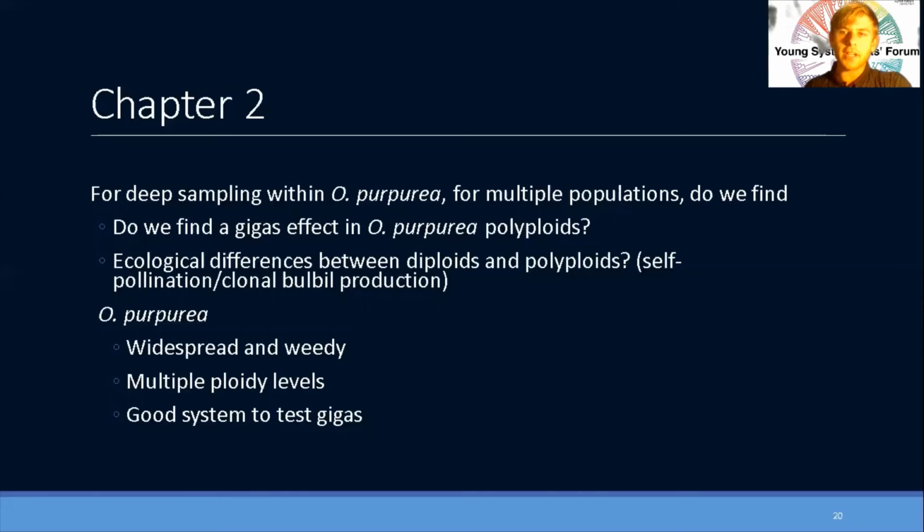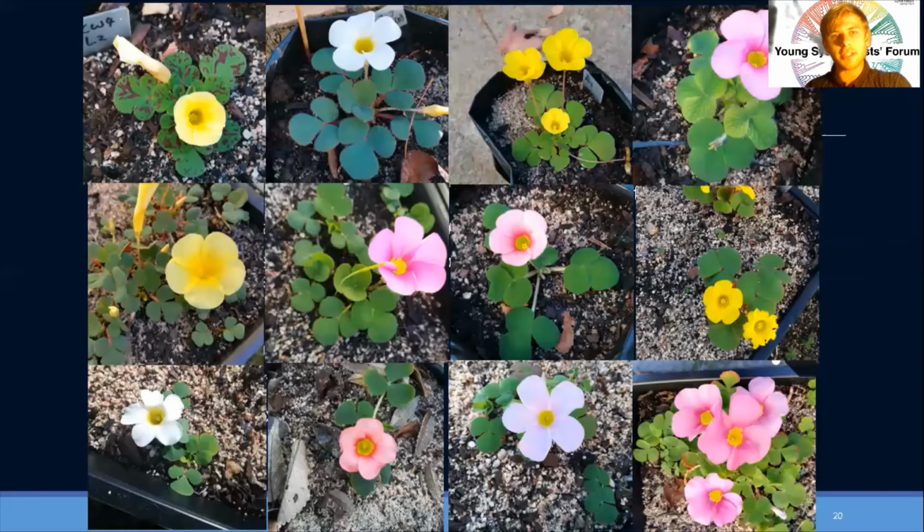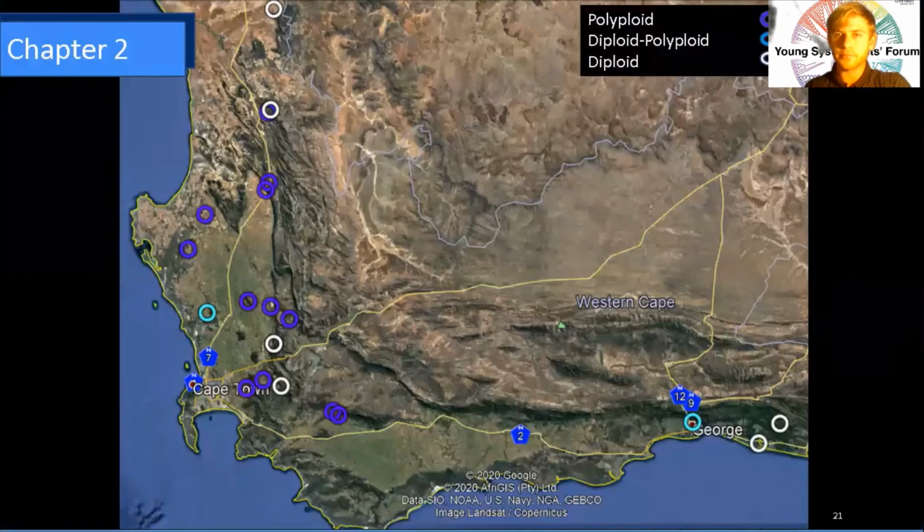Oxalis purpurea provides an ideal system to test this. It is widespread and common. Here are some of the variations you might expect to see in the field. And the species has multiple ploidy levels and is a known invasive weed locally and globally, enabling us to test the ecological effect of polyploidy too.